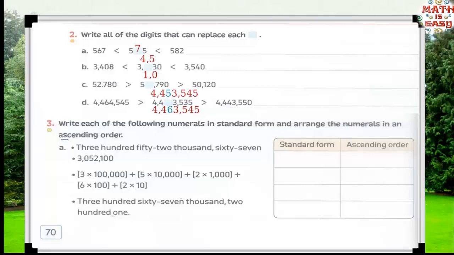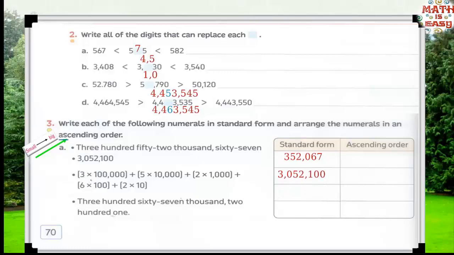Ascending order means you should write numbers from small to big, or from down to up. Here we have 4 numbers. We should write all numbers in standard form to make a range. First number 352,067. Second number 3 million.